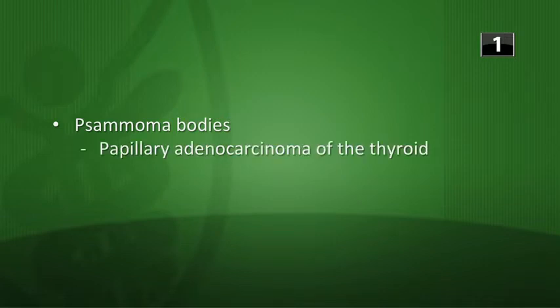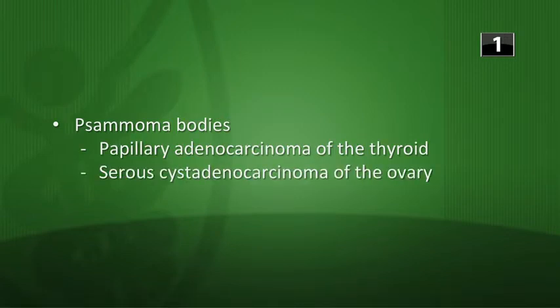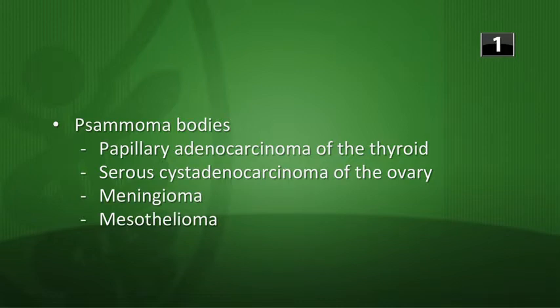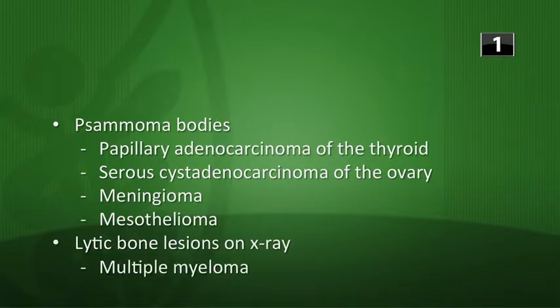Psammoma bodies. So remember, we use that mnemonic at the beginning of PSAMMOMA to remember this. So P is for papillary adenocarcinoma of the thyroid. S is for serous cystadenocarcinoma of the ovary. And then the M's are for meningioma and mesothelioma. Next, we have lytic bone lesions on X-ray. That's going to be seen with multiple myeloma.